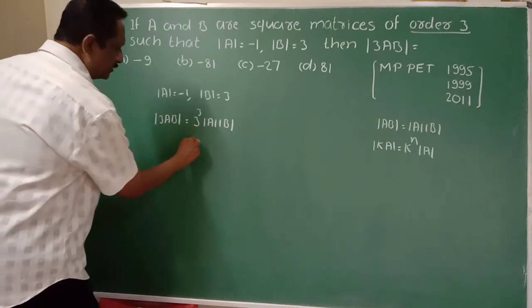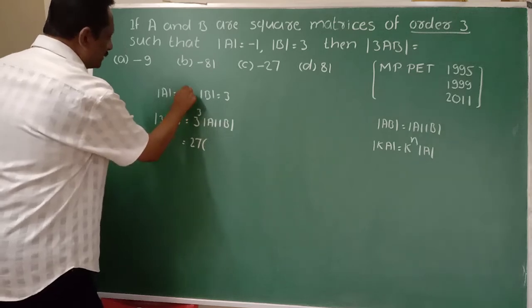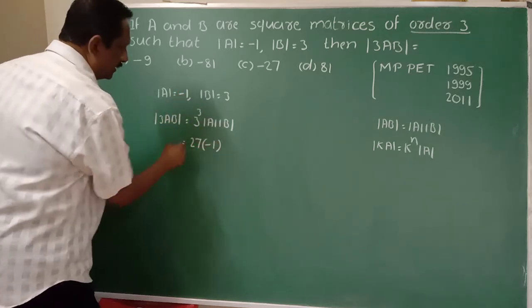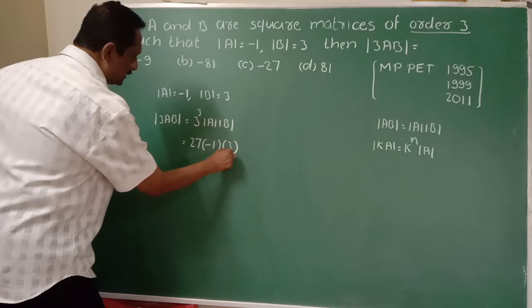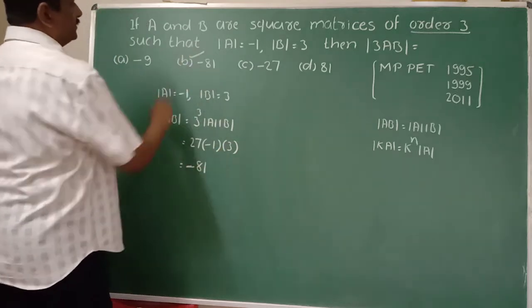3 raised to 3 is a 27 here. Determinant of A value is a -1. So it is a minus of 1. Determinant of B is a 3 here. Therefore minus of 81 is the answer here. So B answer.